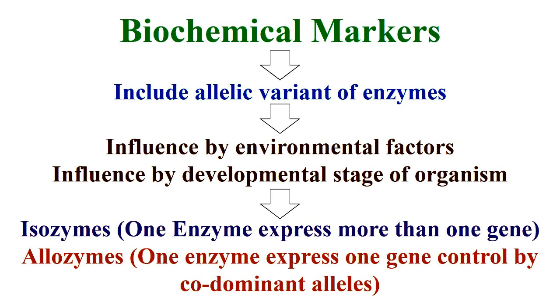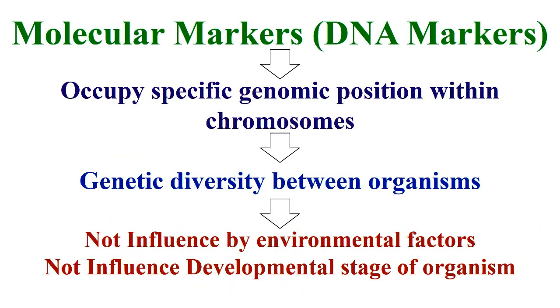Therefore, in isozyme studies, one enzyme expresses more than one gene, while in allozyme studies, one enzyme expresses one gene controlled by co-dominant alleles. In contrast, molecular markers, or DNA markers, occupy specific genomic positions within chromosomes to study genetic diversity between organisms. So, these markers are not influenced by environmental factors, and also not influenced by the developmental stage of the organism.